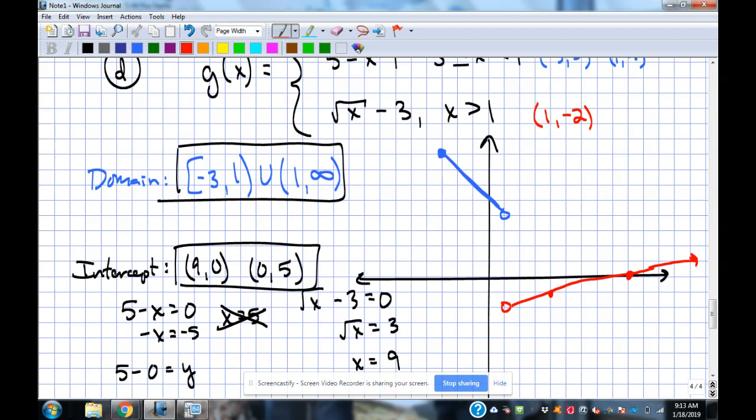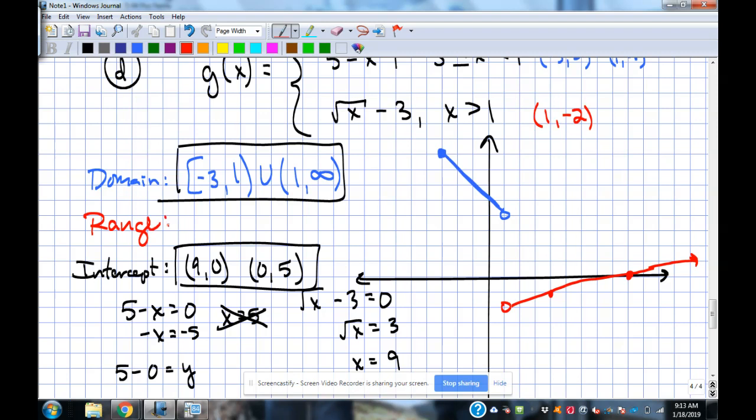Now, got that going? We knew it should cross the x-axis at 9, 0, right? Because we already found that, right? And then we know it's crossing the y-axis at 0, 5. We see the blue part doing that. We found that before we even drew the picture. Let's get the range of this thing.